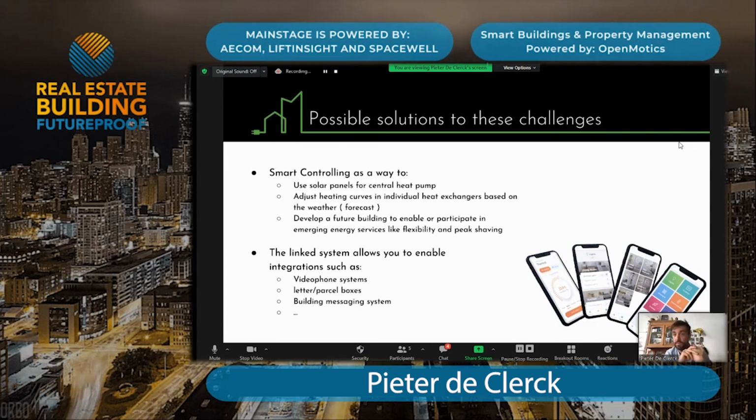And once all these systems are combined, this allows for further integrations, such as, for example, the video system, so that it becomes one unified interface where you have all your comfort needs, you have your energy insights, you see the video phone, maybe a message from connected letter and parcel boxes, a building messaging system where they announce maintenance to the elevator, etc.